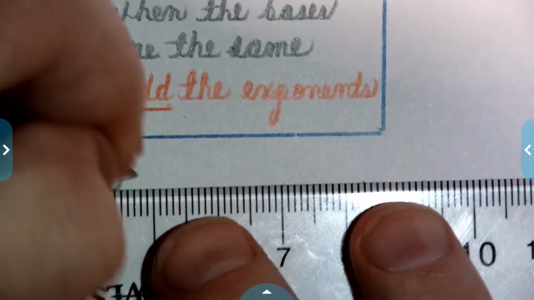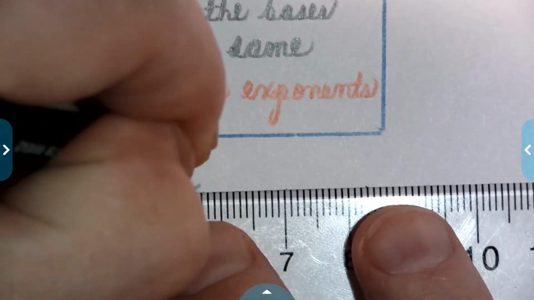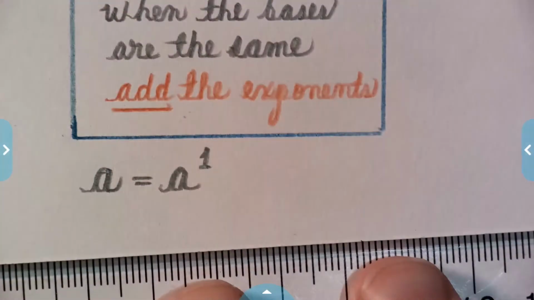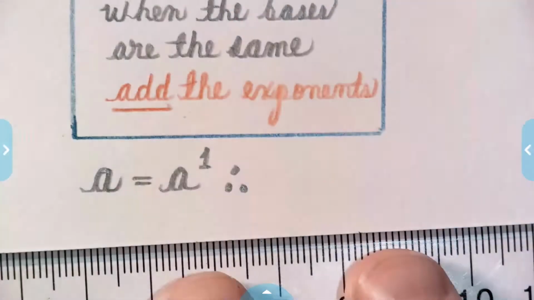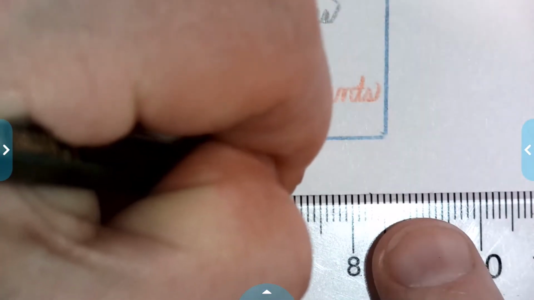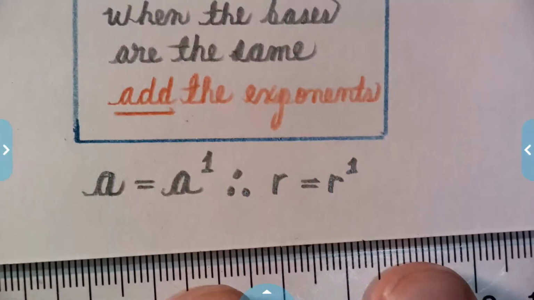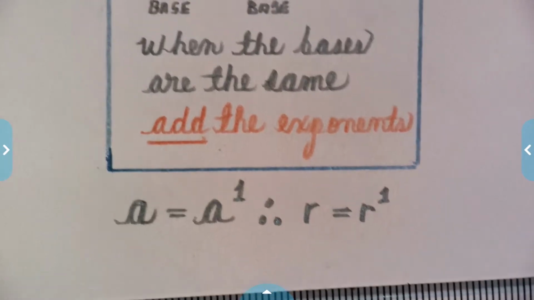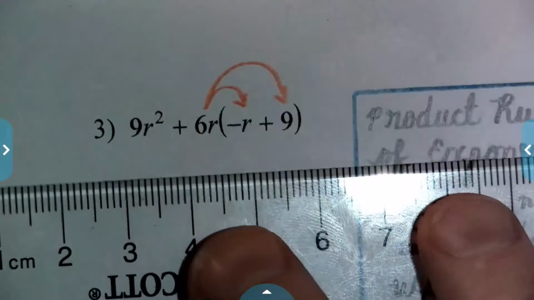A equals A to the power of 1. Therefore, those 3 dots mean therefore, R equals R to the power of 1. Okay? Well, let's go back to our problem now that we know that, and let's rewrite it.